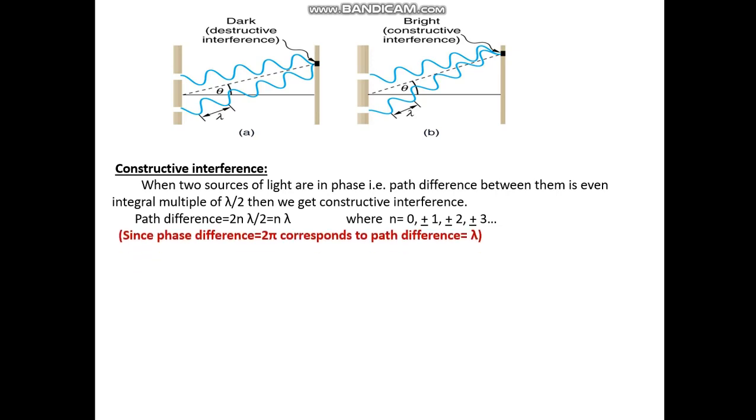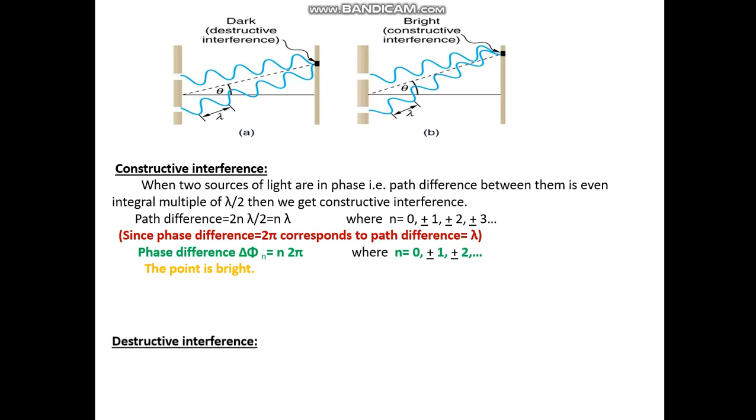because they are on both the sides. Since phase difference equal to 2 pi corresponds to the path difference lambda, phase difference delta phi n is equal to n into 2 pi. See, we have replaced lambda by 2 pi, where n is equal to 0, plus minus 1, plus minus 2 and so on. The point is bright.